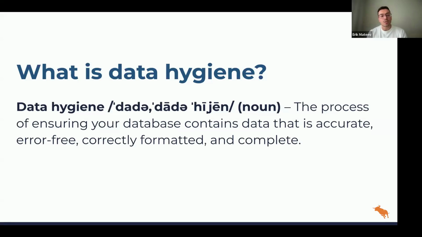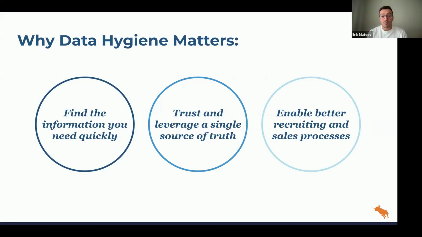Data hygiene is the process of ensuring that your database contains information that is clean, that is formatted the right way, has all the right information, and is complete with everything that your team needs to be successful. Now, there are a few reasons why data hygiene is so important. One is to help you find the information you need very quickly. If your records are incomplete, that will impact the way that you and your team can work with that data, right? It could impact the quality of your searches. It can affect automation's ability to interact and engage with those records. And even from an analytics perspective, it can affect the quality of your overall reporting.